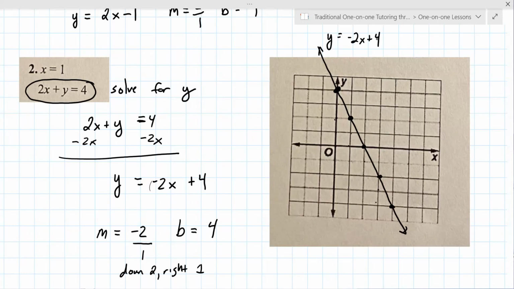So let me know when you get caught up to that point, because we do have to graph the other equation.